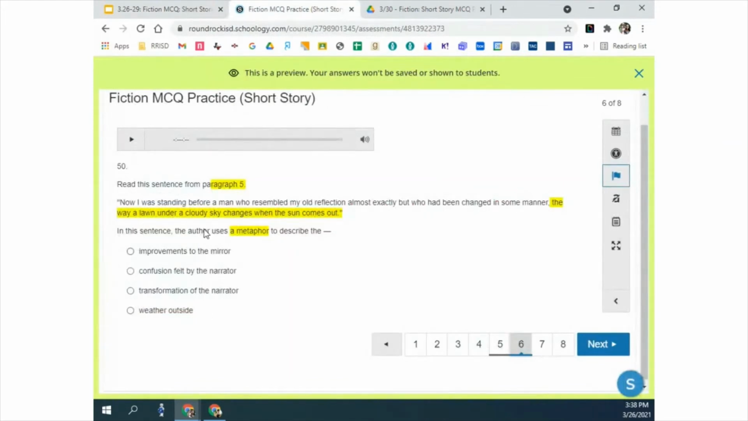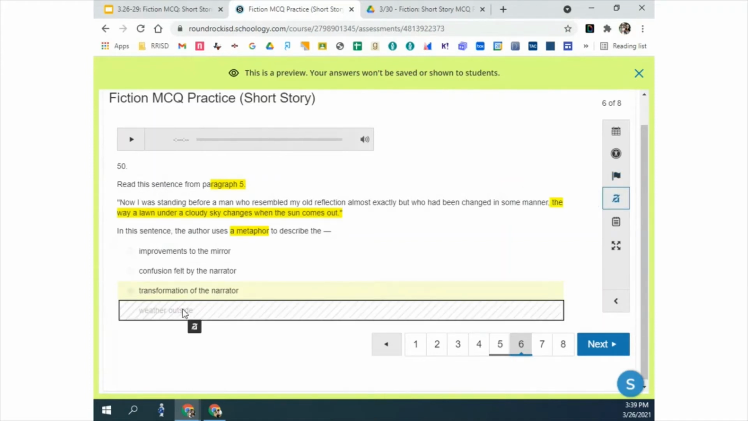Okay. So we have these options right here. Let's just call them A, B, C, and D to make it easier. Which one? We know the answer is this right here. But which one can we eliminate first? Why does the author use the metaphor, the way that the lawn under a cloudy sky changes when the sun comes out? Which one can we eliminate? Yeah, the weather outside, right? Because that's literally what is happening. So that is not the correct answer.